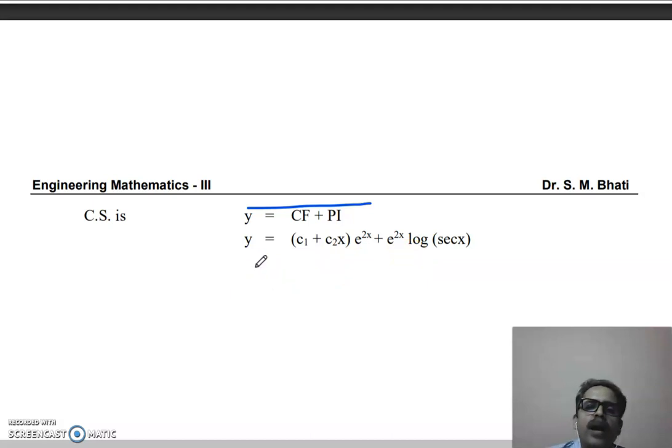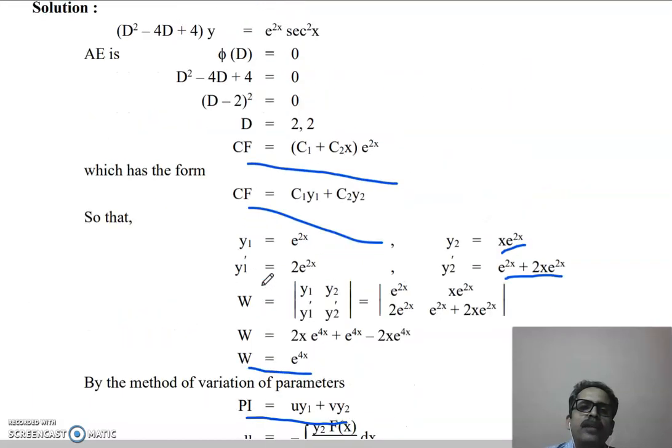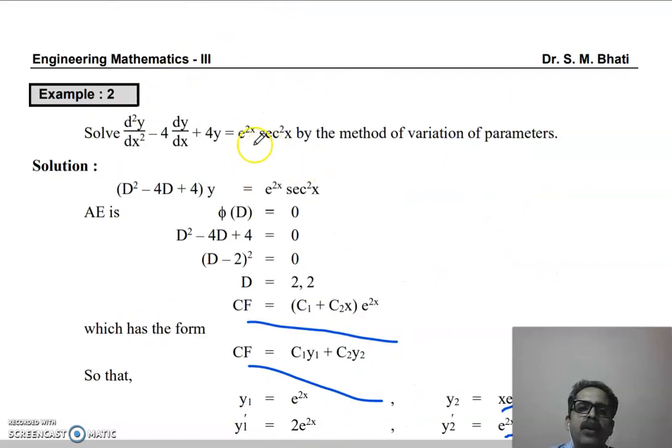Now again I want to point out something important here. Look at this second example. Look at the function. It is like e raised to 2x sec square x. So the functions are new, and you can try this example also by the shortcut method. This example can also be solved by the shortcut method, but it will become quite lengthy.